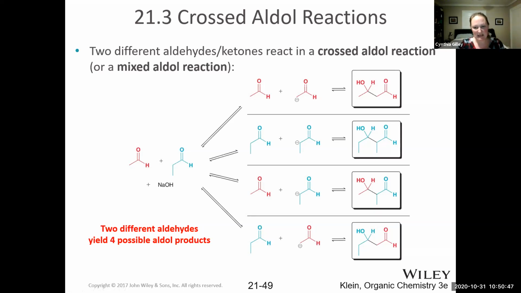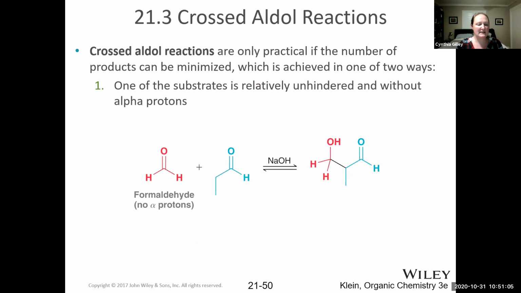This would not be a desired reaction for an organic chemist because we would never want a complex mixture of products, because they would likely be very difficult to separate. So this is not a synthetically useful process. But there are ways to do synthetically useful crossed or mixed aldol reactions. So what are the ways we can make this process practical, where we use two different substrates instead of forming a dimer with one substrate?